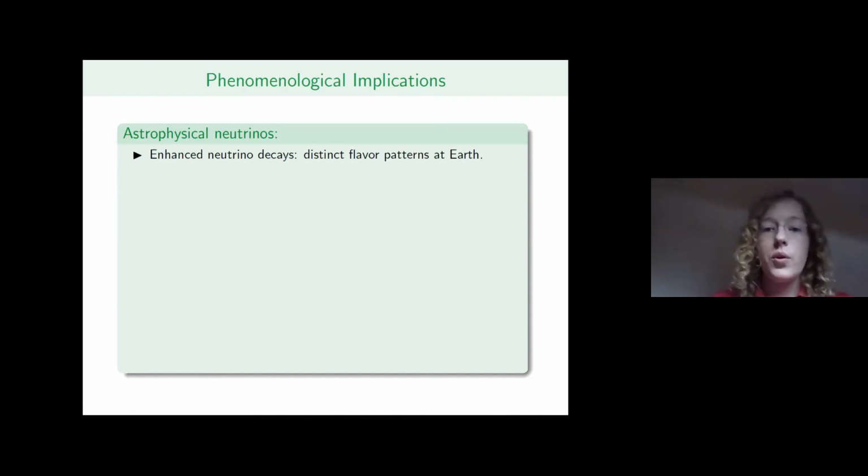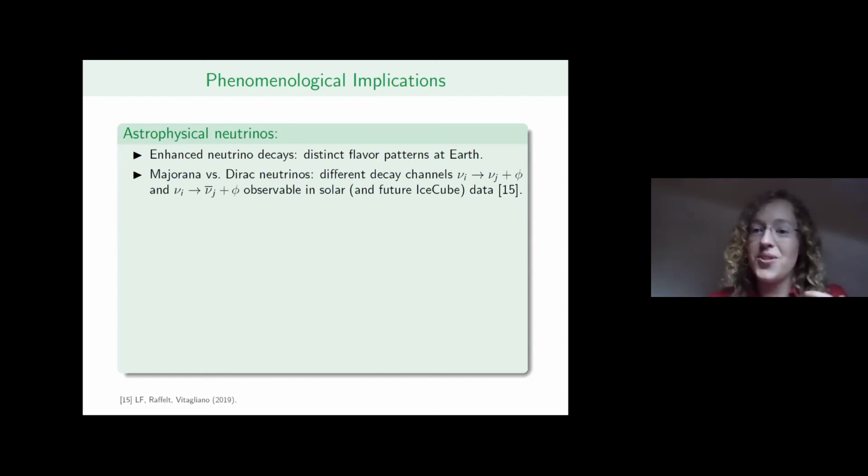An additional contribution to getting insights from these decays is that Majorana and Dirac neutrinos decay differently. This is something we only observed about 3 years after we wrote the original paper: that we have different decay channels. If we have a Dirac neutrino, then a neutrino can decay into a neutrino plus one of these bosons. But it's not allowed that a neutrino decays into an antineutrino because this would violate lepton number. In the Majorana case, this is of course allowed because lepton number is broken anyway. So we have different decay channels, and in principle, we can observe this in data.